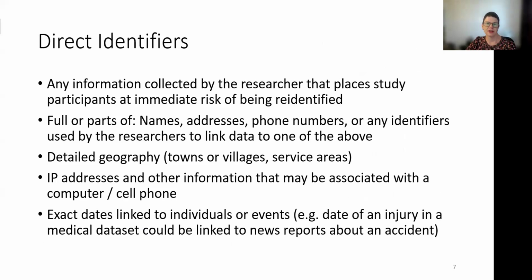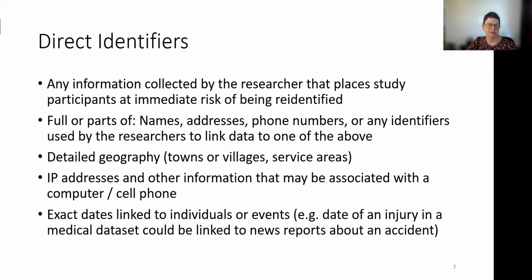Direct identifiers are pretty much what the name implies. Any information that can be used to identify a person. So we all have identifiers: our name, our phone number, our address. Any information that might show up on a passport, on government documents, on a car registration form.